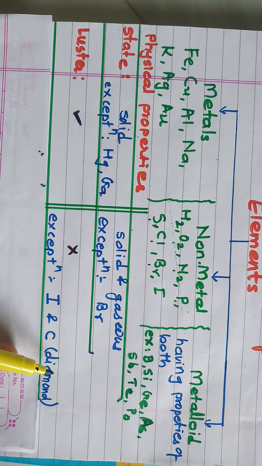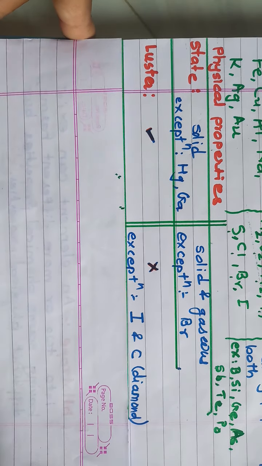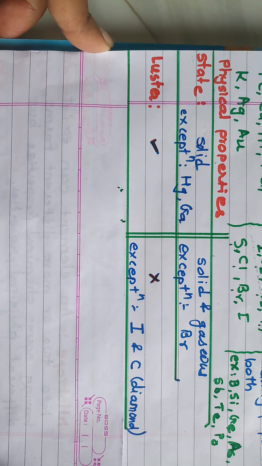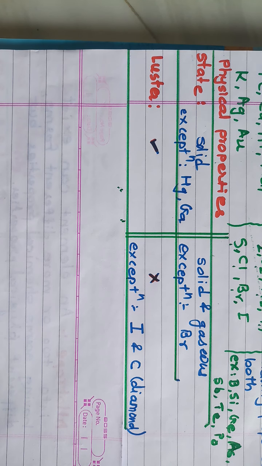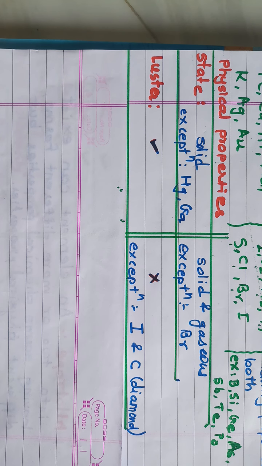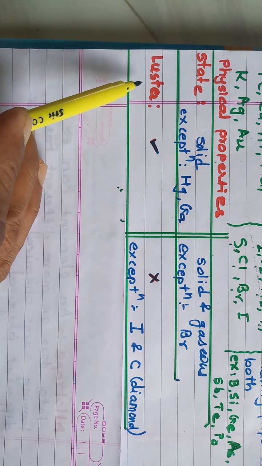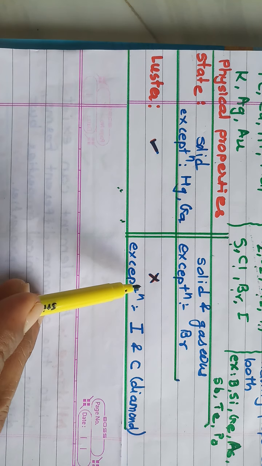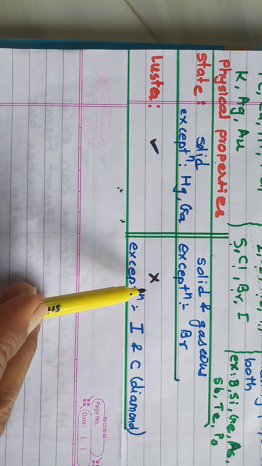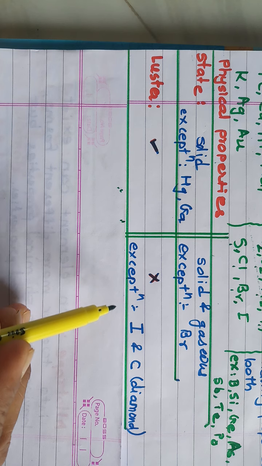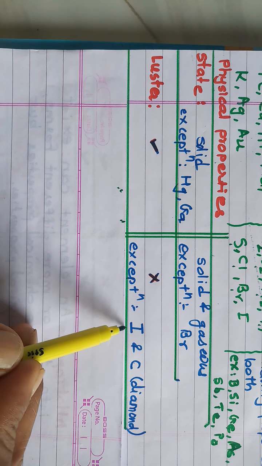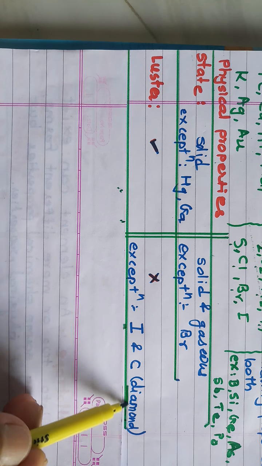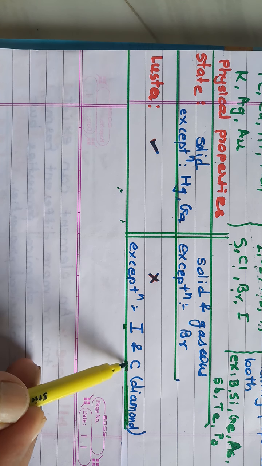Now, the second physical property is luster. What is meant by luster? If we cut the surface of any metal, we get a shiny surface. That shiny appearance is called luster. All metals have the luster property, whereas non-metals do not have the luster property. They do not shine on cutting. But we have exceptional cases: iodine and diamond. Diamond is a form of carbon, an allotrope of carbon.